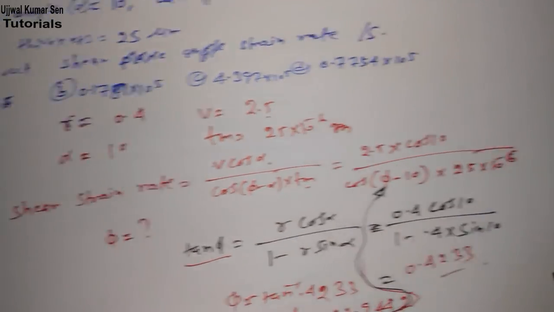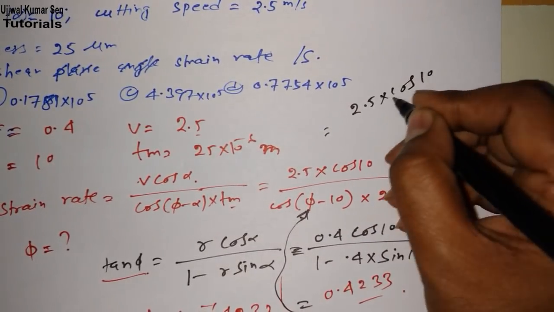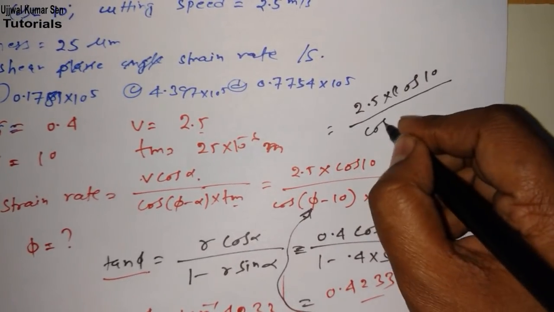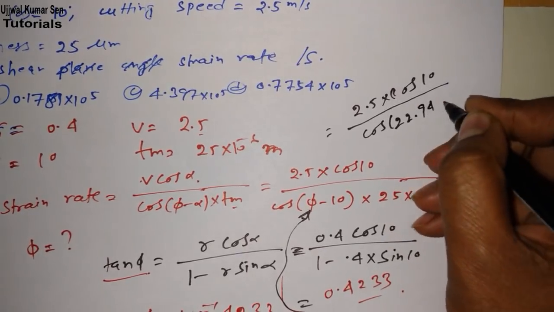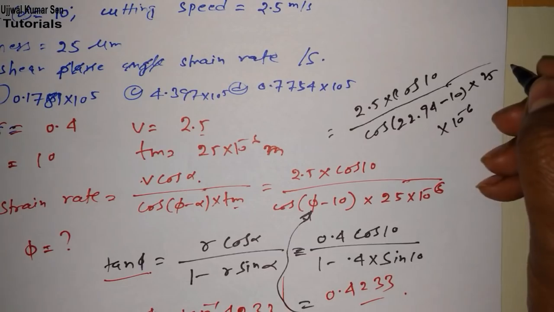Now we have to use this value here. Then the equation would be 2.5 cos 10 divided by cos(22.94 minus 10) into 25 × 10⁻⁶.